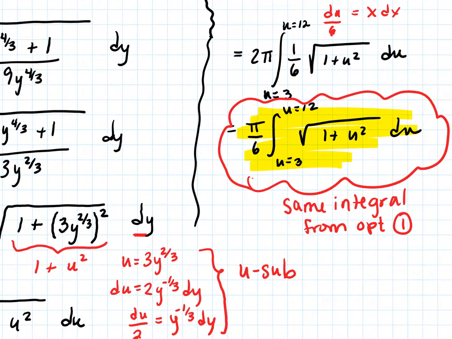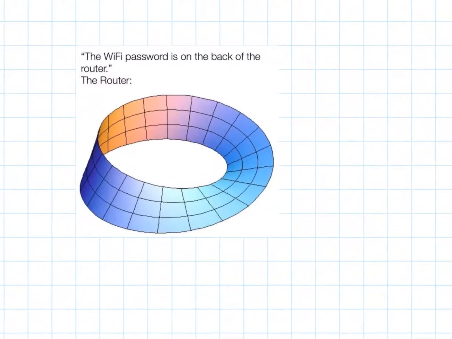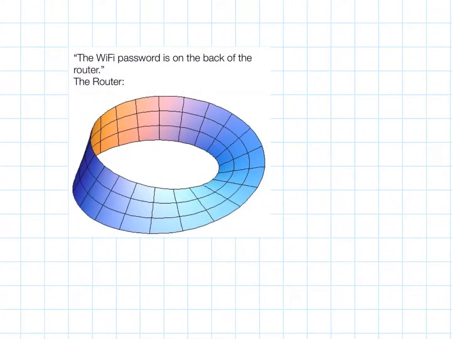Okay, this has been one of my longer videos, but I've been carrying around this funny little math joke I just wanted to end with. The Wi-Fi password is on the back of the router, but the router is a Mobius strip. So you know, you gotta enjoy a little bit of math humor after a long example here.